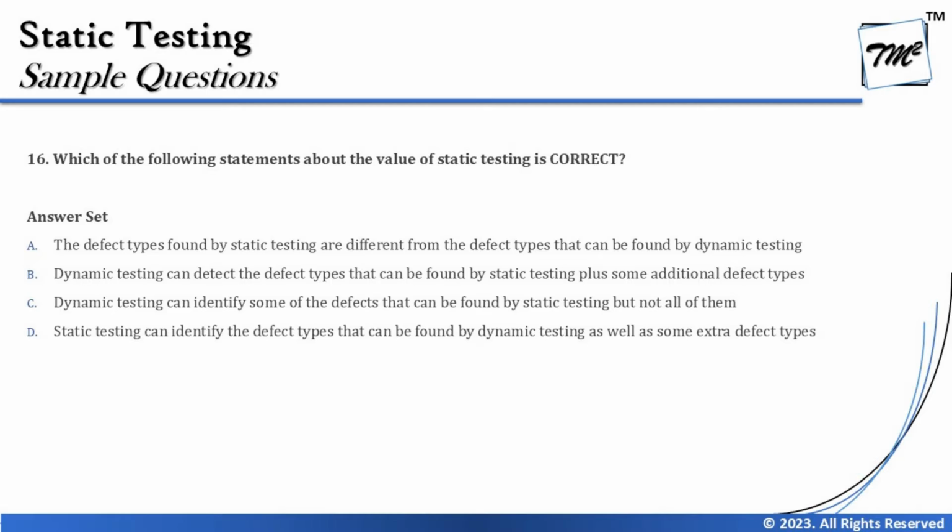Option C says dynamic testing can identify some of the defects that can be found by static testing, but not all of them. In fact, this statement also looks pretty much valid, because yes, some of the static-related defects can be found by dynamic testing. For example, anomalies in the code, by doing unit testing. At the unit testing level, I'm directly interacting with the program by executing it, and I may directly identify wrong declaration of variables, or variables which have been declared but never used.